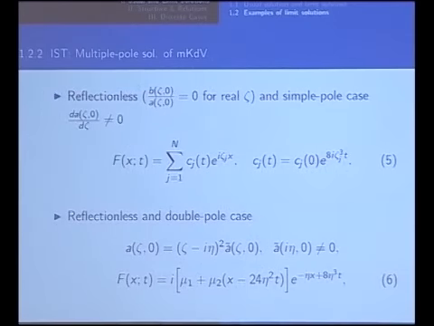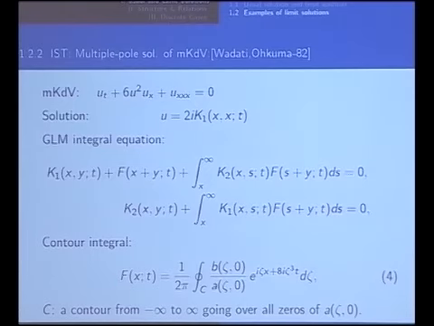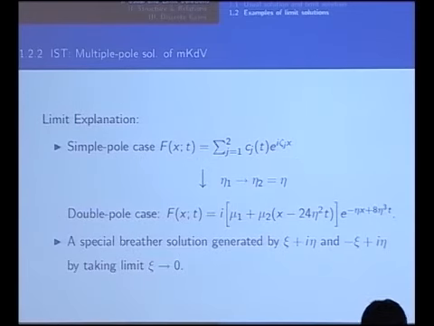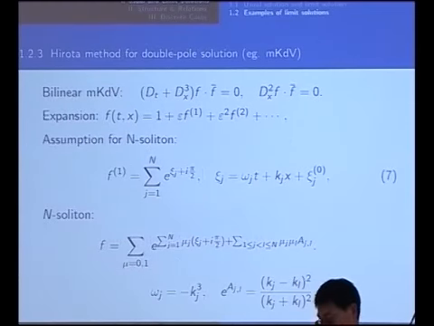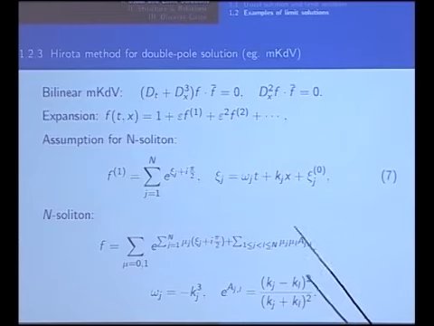To calculate this residue, it is a procedure of somehow limit. So that means the double pole solution and the simple pole solution will be related by some limit procedure, and the result is also so. The breather solution is some limit of two solitons. This is for modified KdV equation.